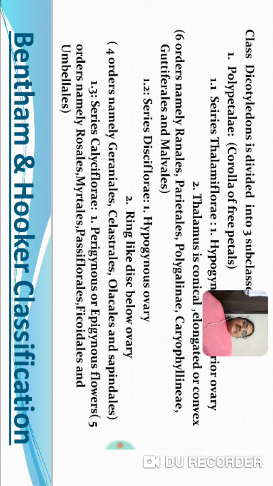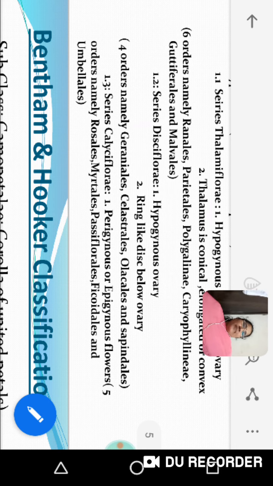And the third series is Calciflorae. The Calciflorae characters are like, first, the presence of perigynous or epigynous flowers. Epigynous condition consists of the inferior ovary. The ovary position is inferior. Inferior means the ovary is placed at the bottom when compared with the sepals, petals and stamens. So the sepals, petals and stamens are present above the ovary.